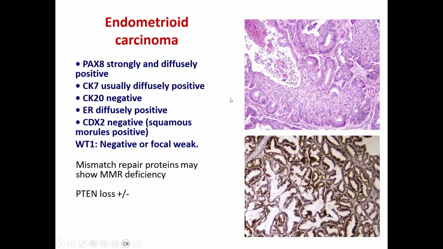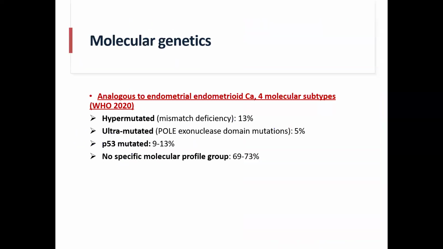The endometrioid carcinoma will be positive for CK7 and PAX8, like other ovarian carcinomas, and negative for CK20. The ER will be diffusely positive. CDX2 may be positive in squamous morules. The WT1 is negative or focal weak. It may show mismatch repair deficiency, and may show loss of PTEN.